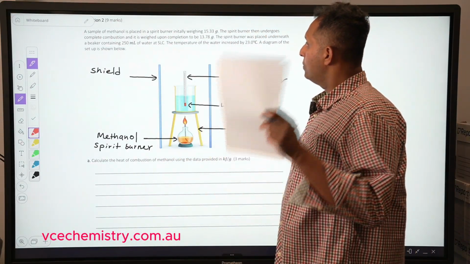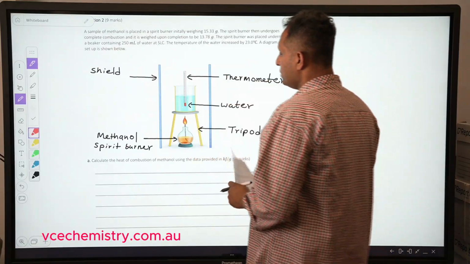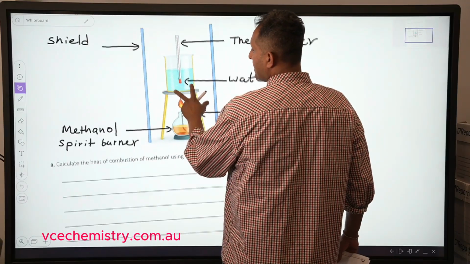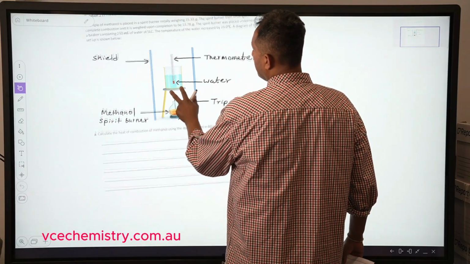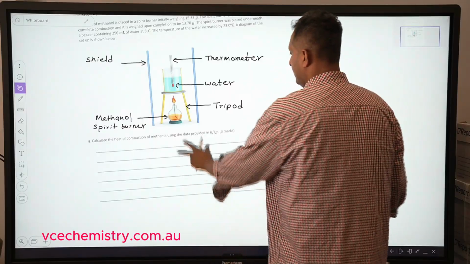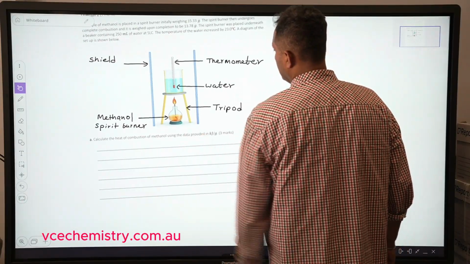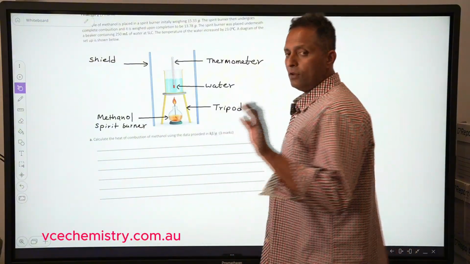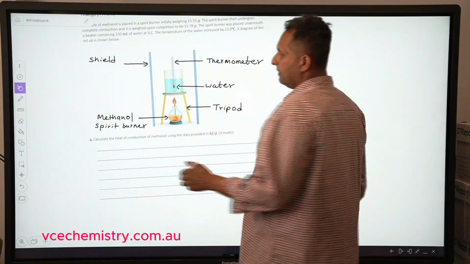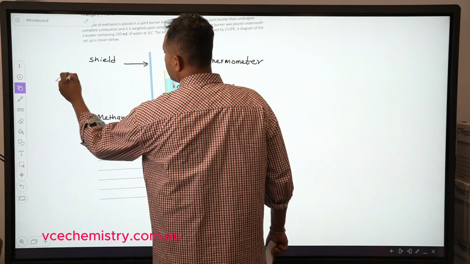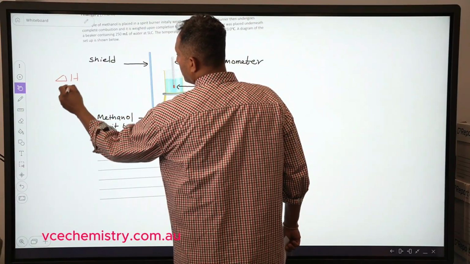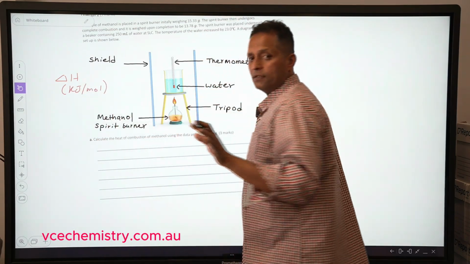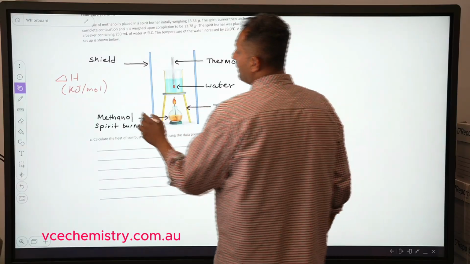Question 2, SAC 1. In this question, part A is asking you to find the heat of combustion of this fuel, methanol, in kilojoules per gram. Normally, when you are asked to find the heat of combustion, in most cases it is delta H of a fuel in kilojoules per mole. That's what most questions are going to be based on.